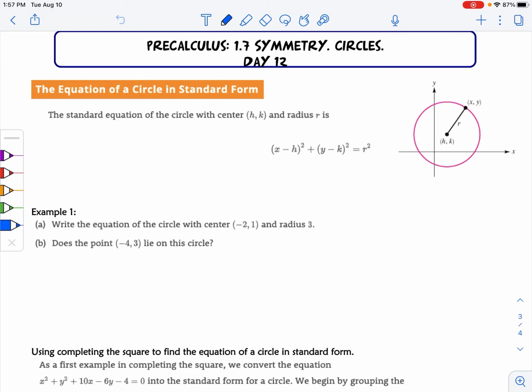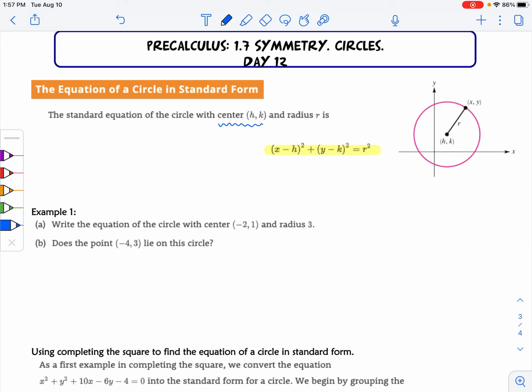So first thing I want to talk about though is the standard equation of a circle. So this is what we're going to call the standard equation of a circle. It takes your x value, subtracting your center, squaring it, plus the y value, subtracting your y value of your center, and then it equals the radius squared. So just a quick visual for you. Remember the center is (h, k), r stands for radius, and (x, y) is a point.